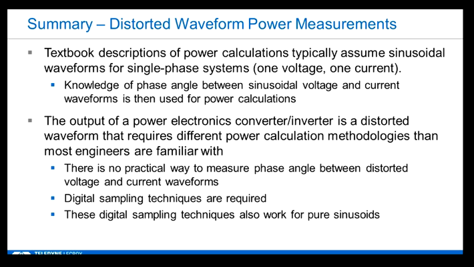Okay, quick summary. Distorted waveform power measurements. The textbook descriptions you may hear for power calculations typically assume sinusoidal waveforms for single-phase systems, so one voltage and one current. In that case, you know the phase angle between the single-frequency sinusoids, and you can use that for power calcs. But once you get distorted waveforms, which are very, very common, you have to use a different methodology. There's no practical way to measure the phase angle. So you have to use a digital sampling technique. And the good news is, the digital sampling techniques also work for pure sinusoids.